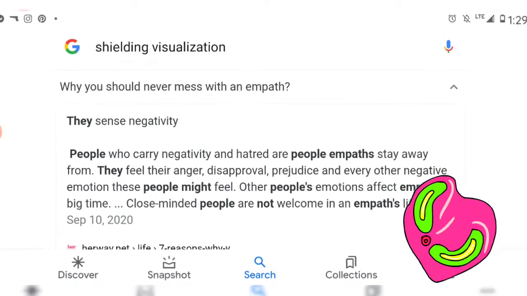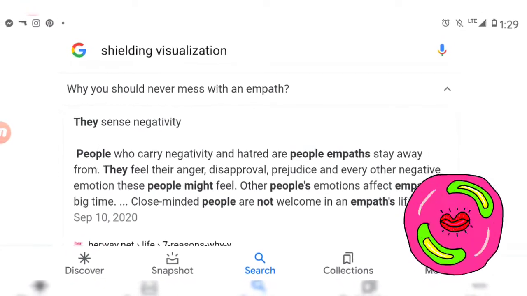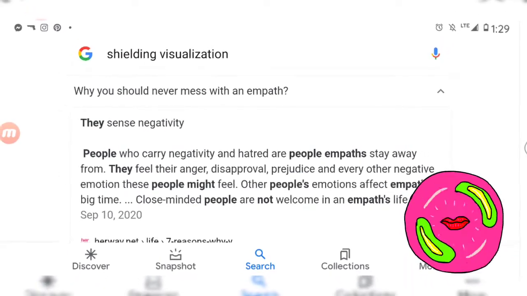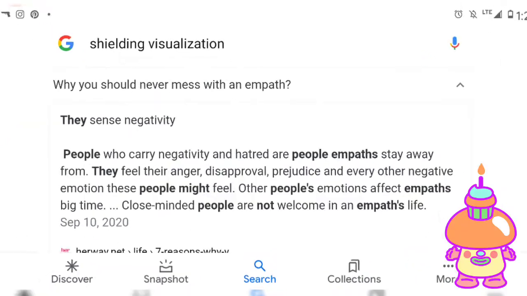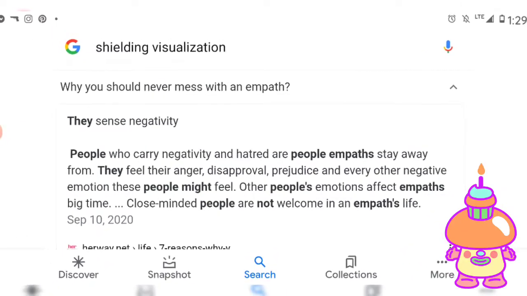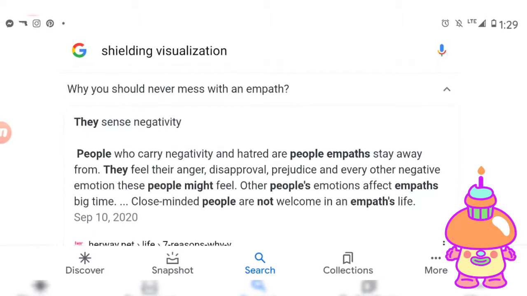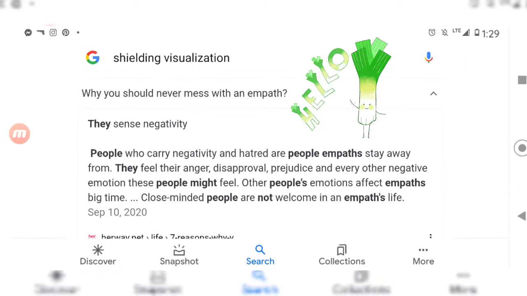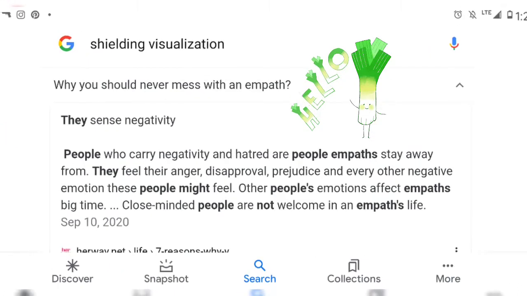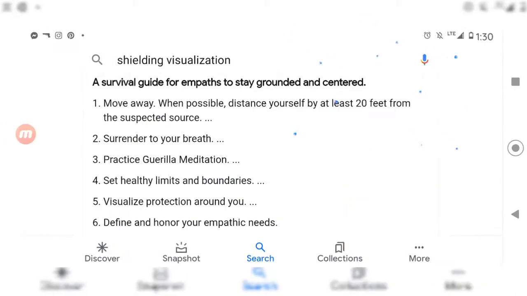Why you should never mess with an empath. They sense negativity. People who carry negativity and hatred are people empaths stay away from. They feel their anger, disapproval, prejudice, and every other negative emotion these people might feel. Other people's emotions affect empaths big time. Closed-minded people are not welcome in an empath's life.